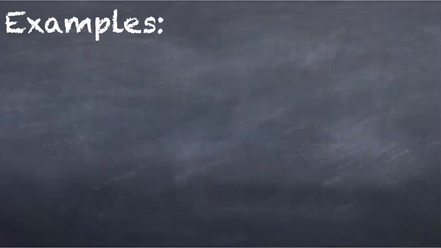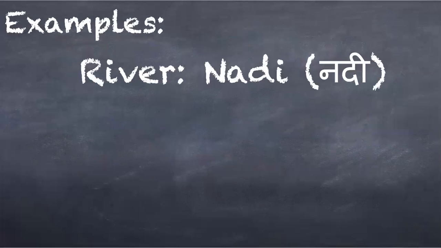So let's do that. River. River in Hindi is Nadi. So let's break this down. So we'll take Vyanjan na and then we'll take Vyanjan da, and on the right of it we'll add this matra. So that together it will make the word Nadi.